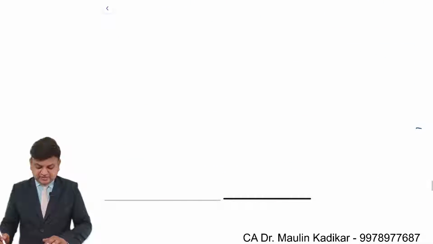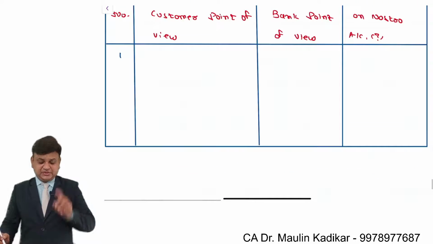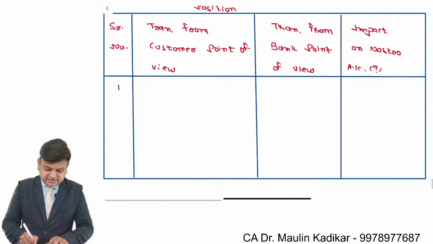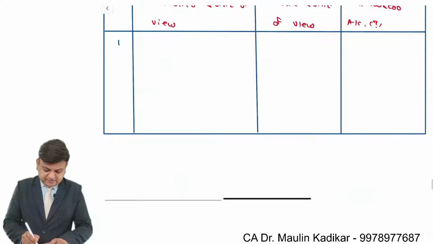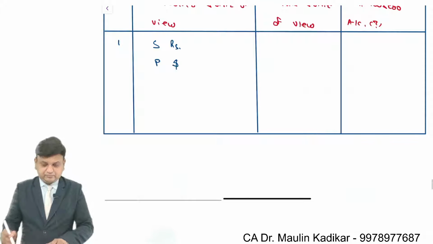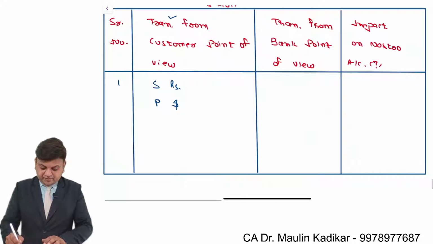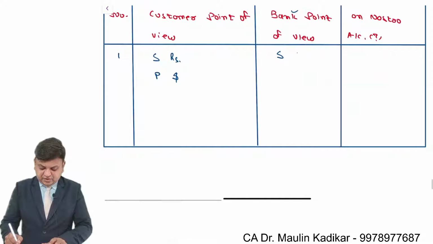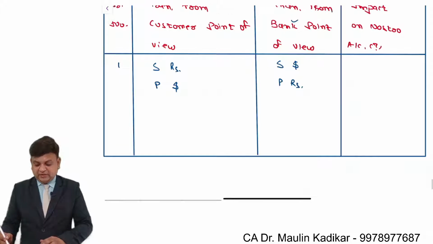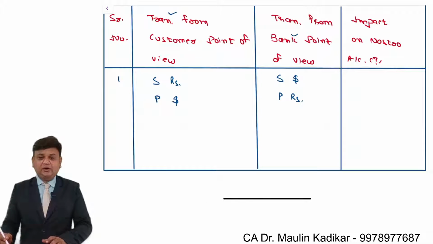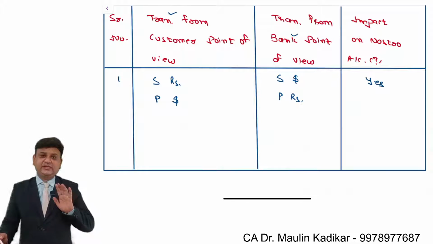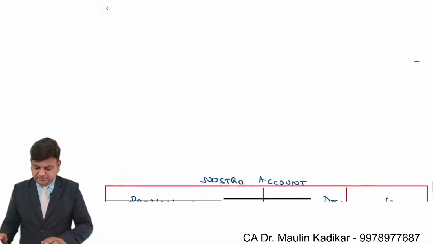We understand that as far as the first transaction is concerned, the transaction from the customer's point of view is sell of rupees and purchase of dollar for the purpose of making remittance. From the bank's point of view, it is sell of dollar and purchase of rupees. Will it have an impact in the Nostro account? Yes, it will have an impact in the Nostro account because the transaction is taking place right now.